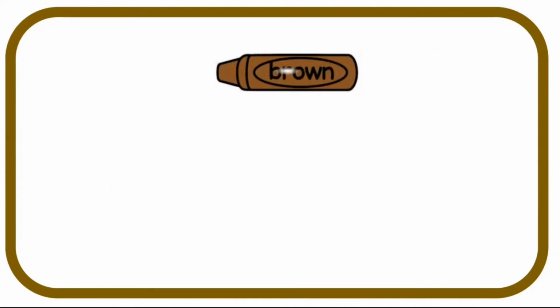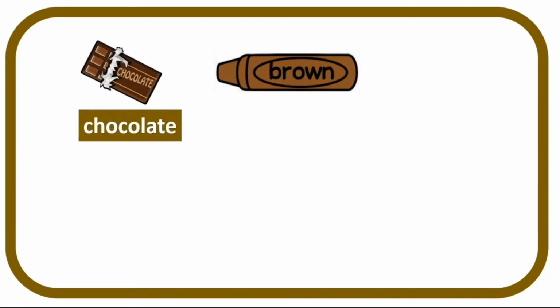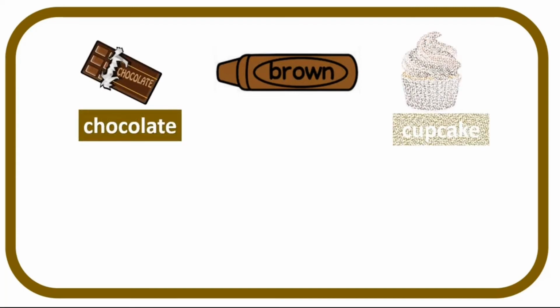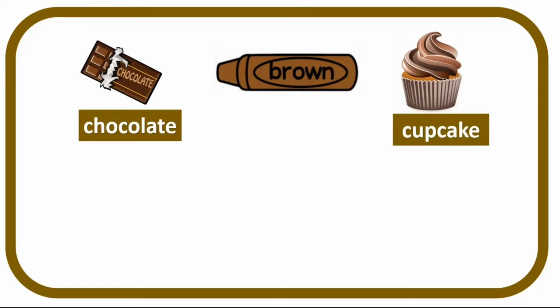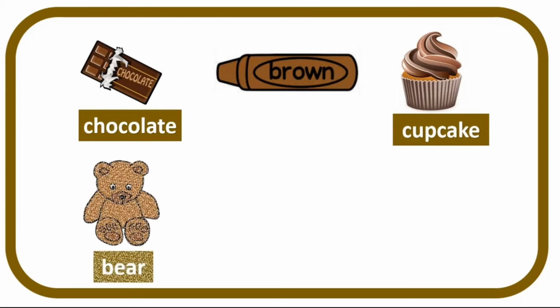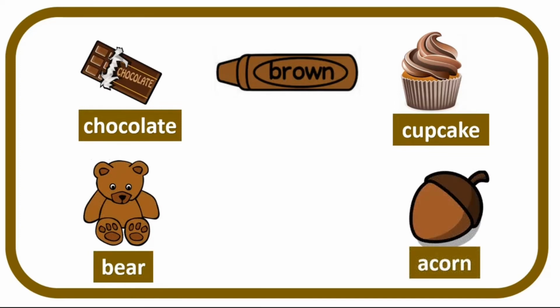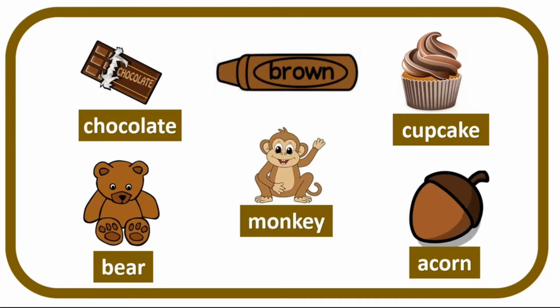Our next color would be color brown. Let's see some examples of color brown. Brown chocolate. Brown cupcake. Brown bear. Brown acorn. And brown monkey. This is the color brown.